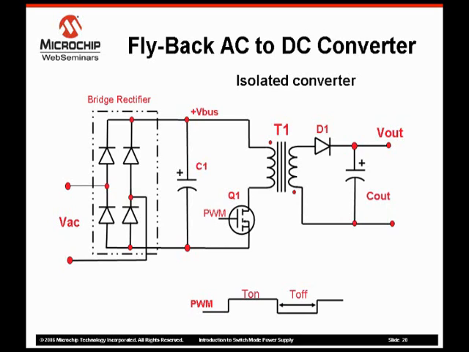The duty cycle should be less than 50% to prevent unstable operation. The input to output voltage transfer function is more complicated than most other topologies. The design of the transformer is significantly more complicated because of its energy storage functionality.